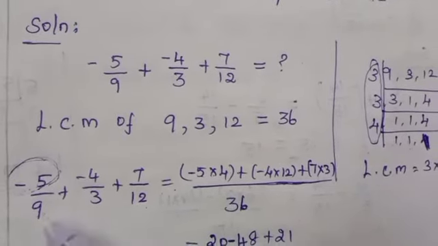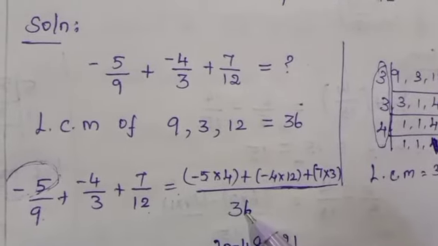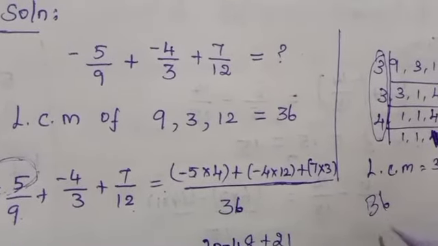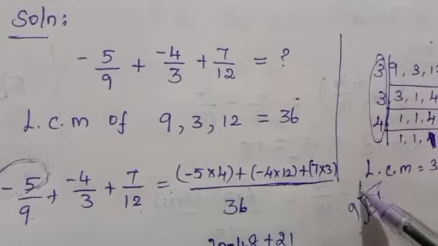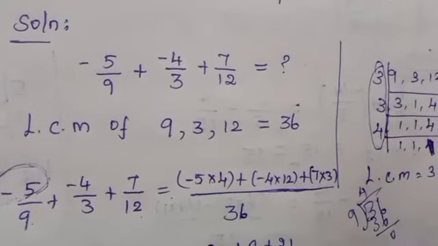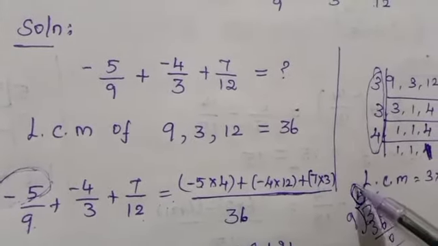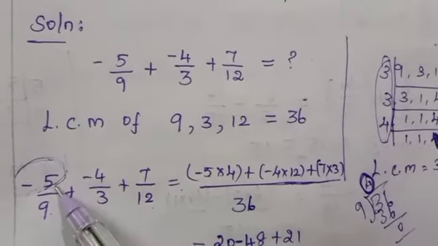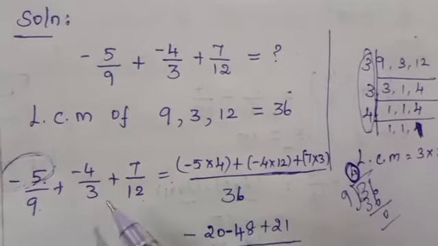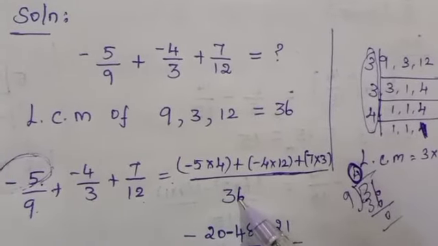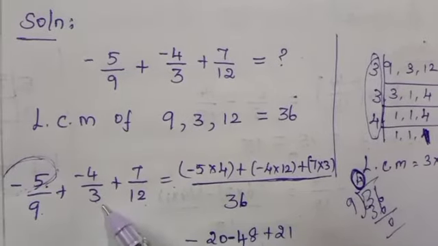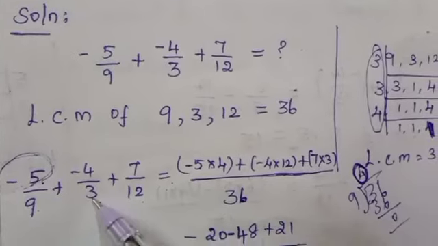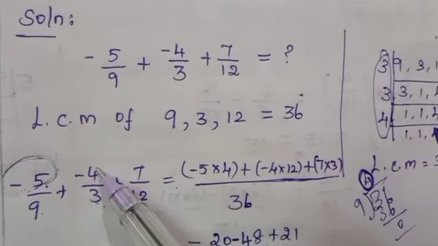This 9 divides 36. 4 9s are 36. This 4 is multiplied with the numerator. Okay students, have you understood? Yes. Then again you have to divide: 36 divided by 3. What do you get? 12. So minus 4 into 12.